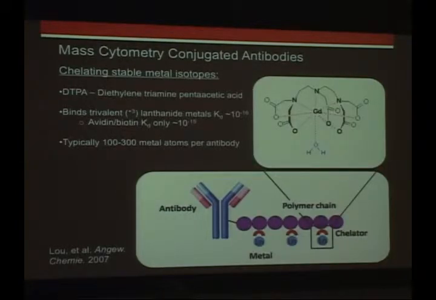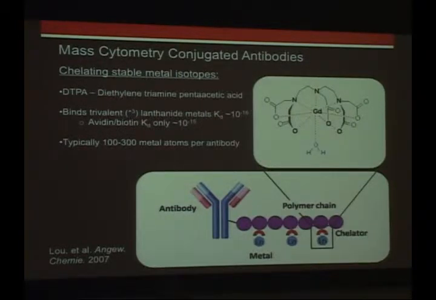So a bit of background on the chemistry that we use to label our antibodies. We chelate heavy metal ions, trivalent ions, using DTPA, diethylene triamine pentacetic acid. And you guys have all the slides in front of you, so feel free to take notes or follow along as you'd like. And that interaction between a trivalent lanthanide ion and DTPA is very strong.